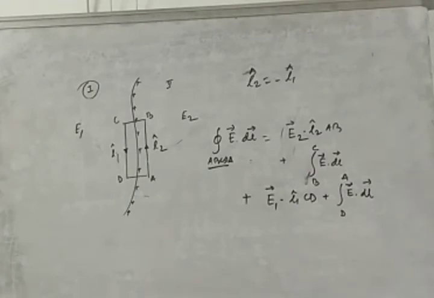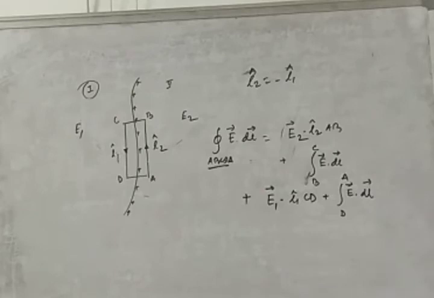Okay. First, A to B, electric field is E2. So line integration means we have to go from A to B. The direction is L2, so L2 hat, length is AB. Now from B to C, we don't know how the electric field is, so we consider for B to C, E dot DL.